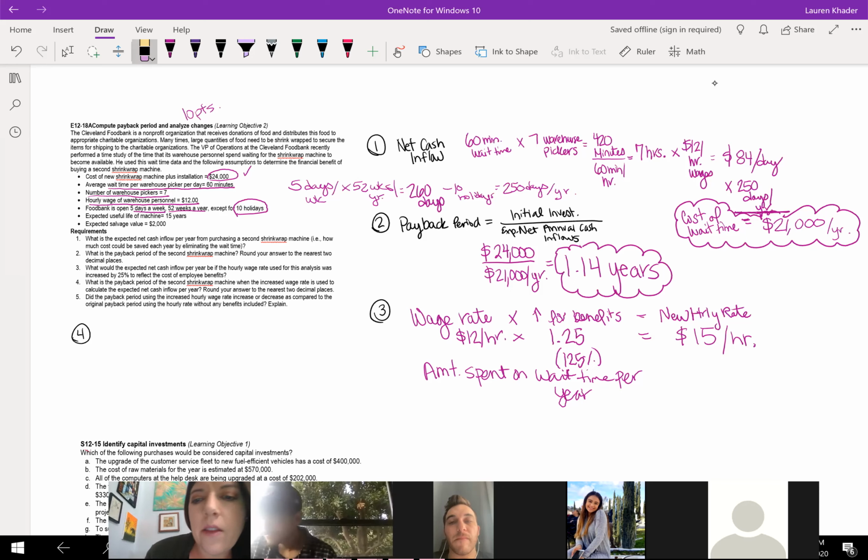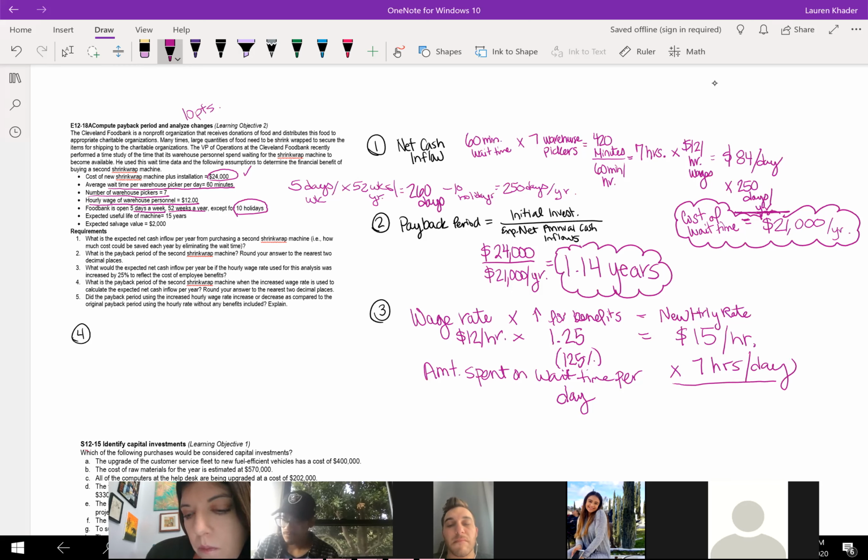Oh, sorry, per day and then per year. So, times 7 hours per day gives us the total amount per day. $15 per hour times 7 hours per day is $105 per day.